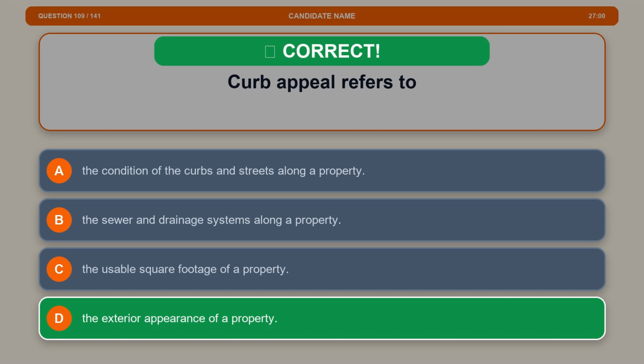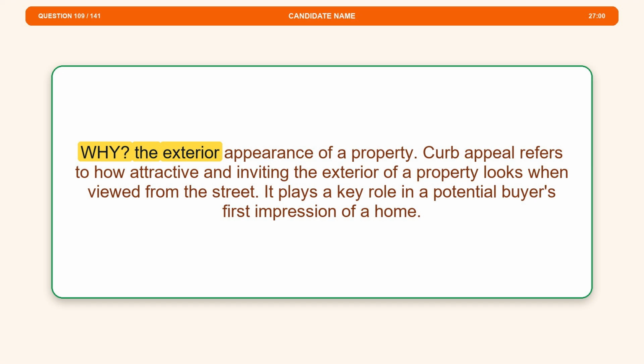The correct answer is option D. The exterior appearance of a property. Curb appeal refers to how attractive and inviting the exterior of a property looks when viewed from the street. It plays a key role in a potential buyer's first impression of a home.